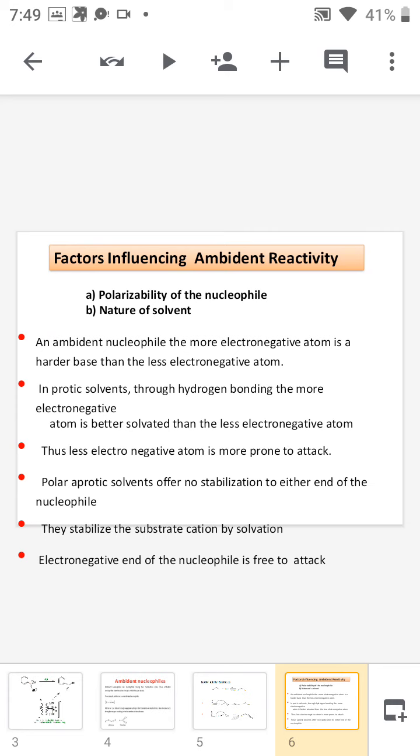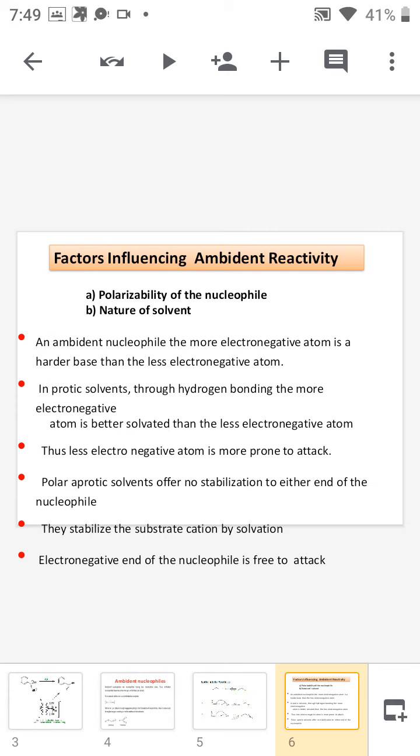And the next factor is the nature of the solvent. If we use a polar protic solvent, there is the possibility of hydrogen bonding to the most electronegative atom in the ambident ligand. So the less electronegative atom is more free to attack the reaction center. So if you are using a polar protic solvent, the least electronegative atom will attack the reaction center.